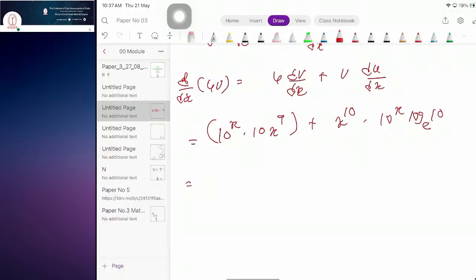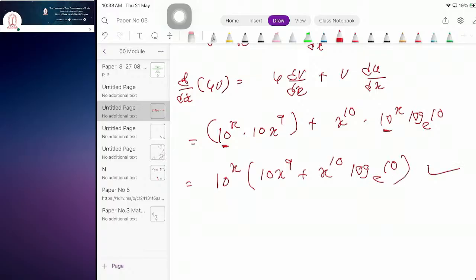Now 10ˣ dot 10x⁹, the total is 10, because this 10 is common. x⁹ is 10ˣ, look carefully here, this is 10ˣ, and here also 10ˣ. Let's take the common factor out of both. 10ˣ, in the first bracket what will come, 10x⁹, plus this x¹⁰ as it is, and the last term log 10 to the base e. So this will be your answer. So in this way you can find the first order derivative of the multiplication of two functions, when the two functions are multiplied with each other, using the formula. All these things come based on the formula concept.